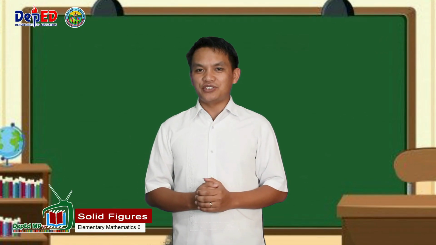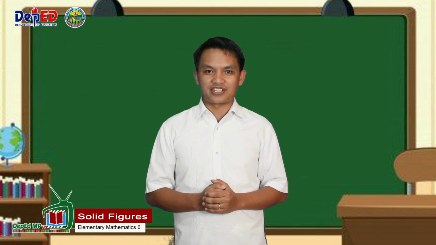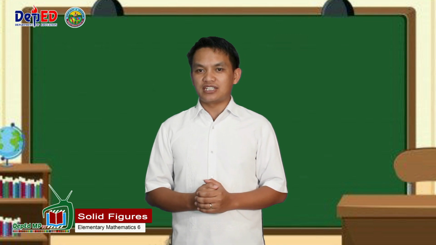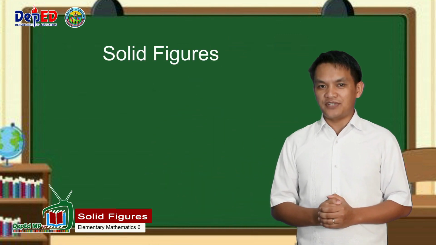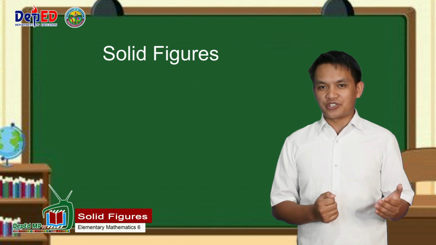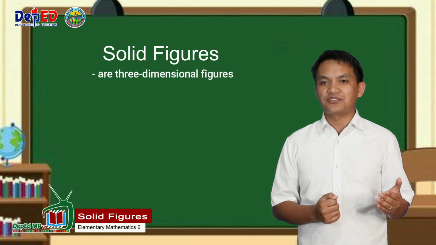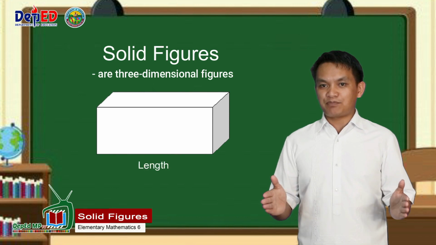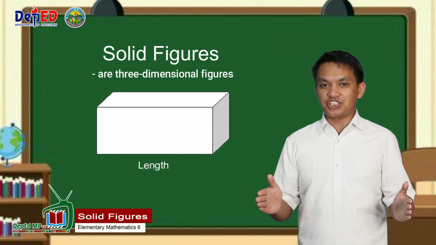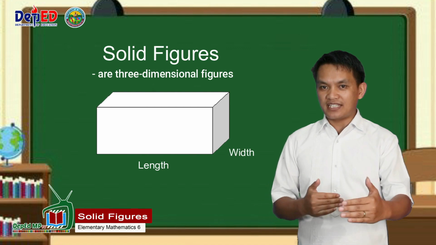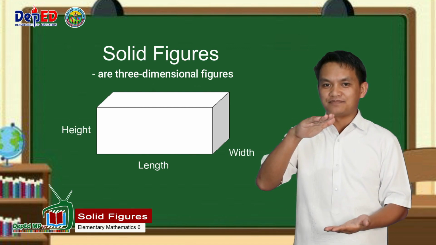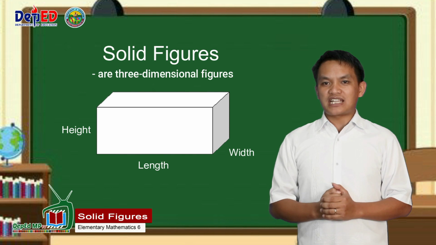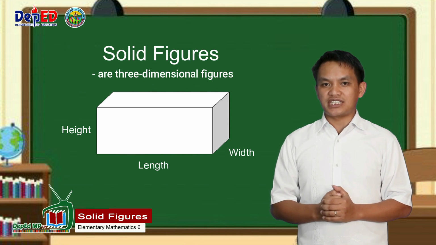Now, let's continue discussing what these are. The pictures shown earlier are called solid figures. Solid figures are three-dimensional figures. They are figures that have depth or length, in addition to width and height. They are classified according to the characteristics that are unique to each type of solid.